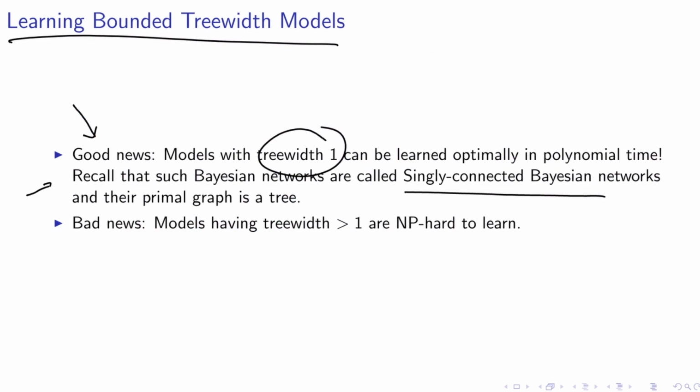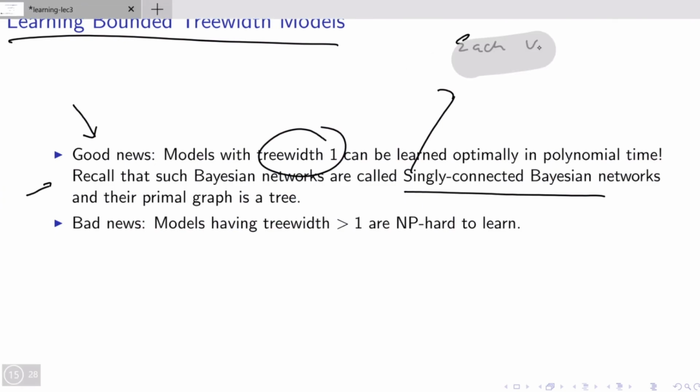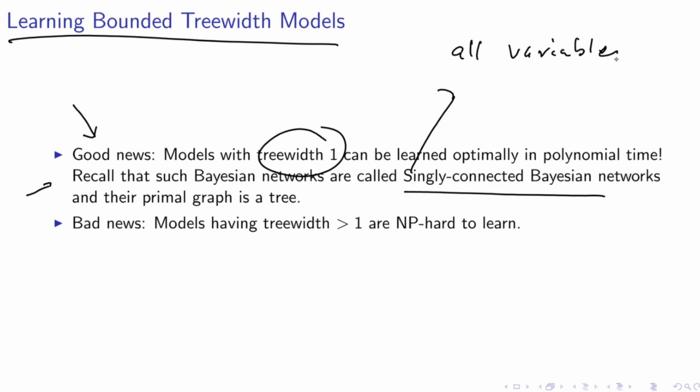What I mean by a singly connected Bayesian network is that all variables have at most one parent. Okay? So such Bayesian networks are called singly connected Bayesian networks, and their primal graph is nothing but a tree. So the primal graph is the same as the model graph.